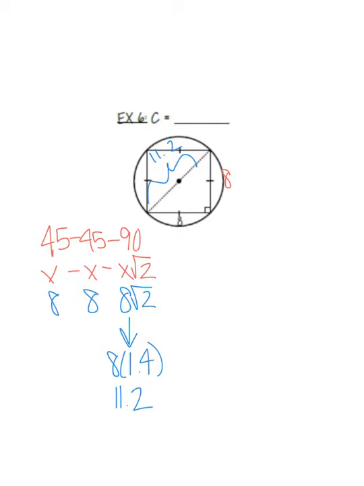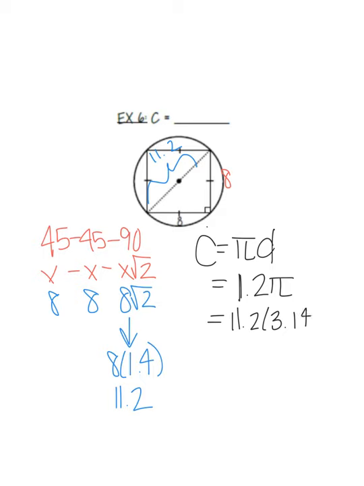So now I find my circumference. C equals pi d. So two ways to do it. I can either do 11.2 pi, or I could find my approximate and do 11.2 times 3.14. And there I get 35.168.